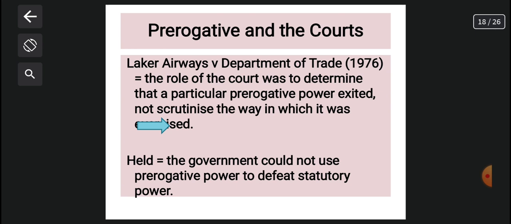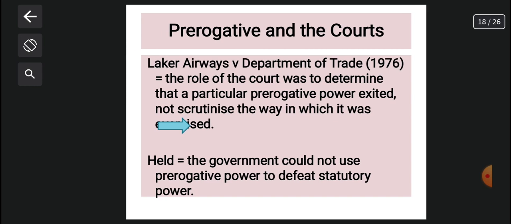Prerogative and the courts. Laker Airways versus Department of Trade of 1976: the role of the court was to determine that a particular prerogative power existed, not scrutinize the way in which it was exercised.